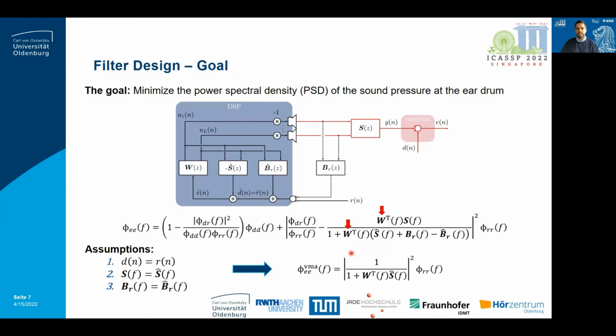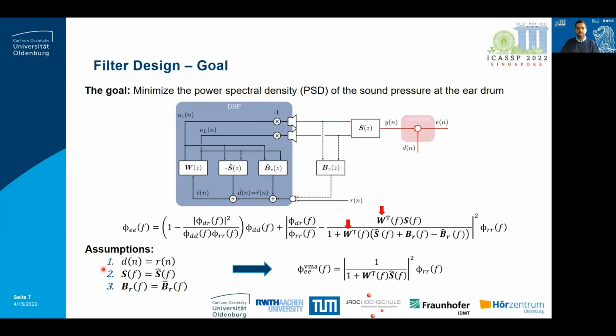Aiming at simplifying the scope of optimization of the controller W, we make the following assumptions. As already done for the estimation of the sound pressure at the eardrum, we assume that for the external noise source, the sound pressure measured at the inner microphone and at the eardrum are equal.